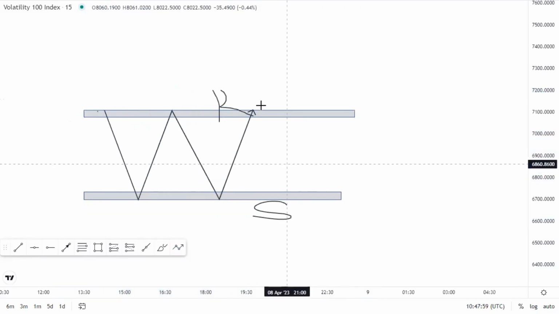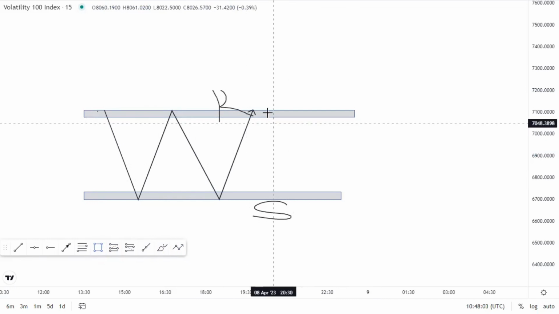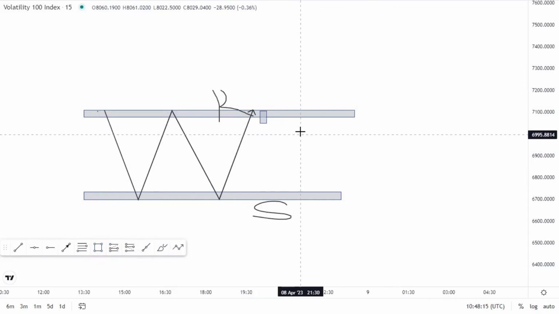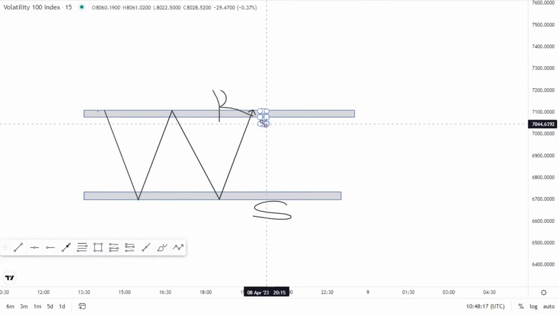Okay. I like to do some illustration. Let me just do some illustration. So the market gets to this area. The candlestick patterns which you are going to be looking for should be something like this. You're going to be looking for something like this.